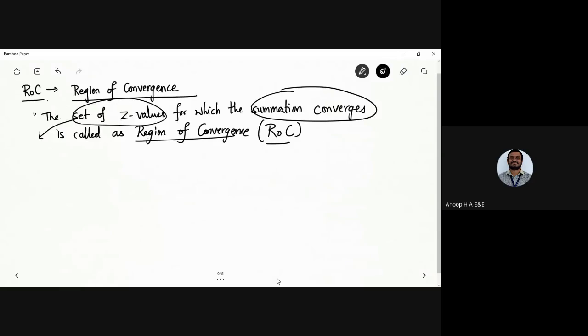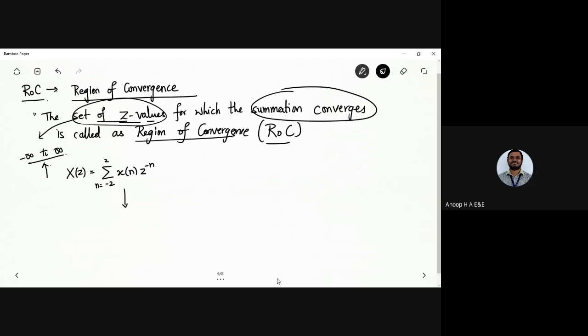So the set of Z values, as I told you, ranges from minus infinity to plus infinity. These are the set of integers that are present, and the set of Z values present in the algebraic equation, and you have a summation there, right? So let me talk about a summation like this, from say minus 2 to plus 2. I have a signal x of n, and the Z transform is written as sigma n equals minus 2 to plus 2 of x of n Z power minus n.